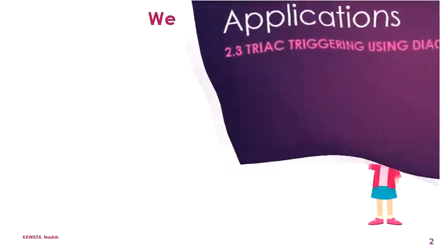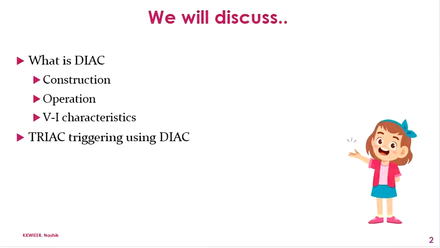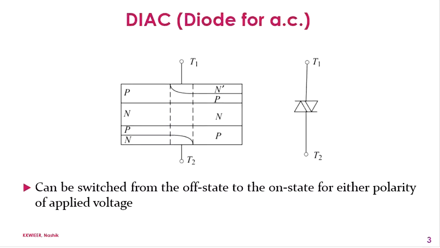But what is this DIAC? Let's have a look. In this session, we are going to discuss what is this DIAC, its construction, operation, VI characteristics, and how this DIAC can be used to trigger TRIAC. So basically, DIAC is a diode for alternating current. It is a two-terminal device, T1 and T2. Similar to TRIAC, it is a bidirectional avalanche diode which can be switched from its off state to on state for either polarity, positive or negative, of the applied voltage.